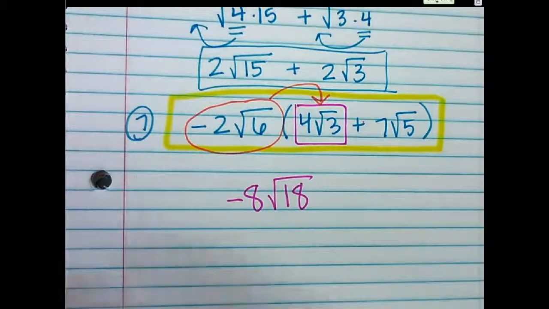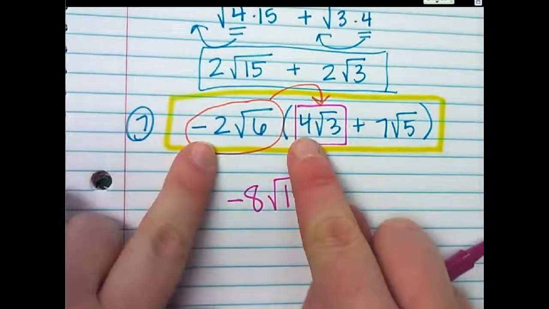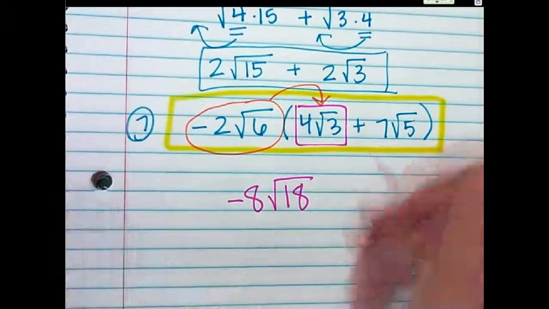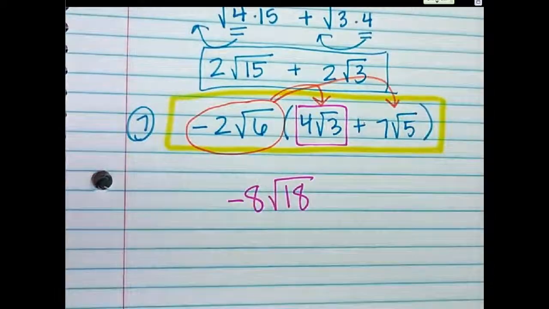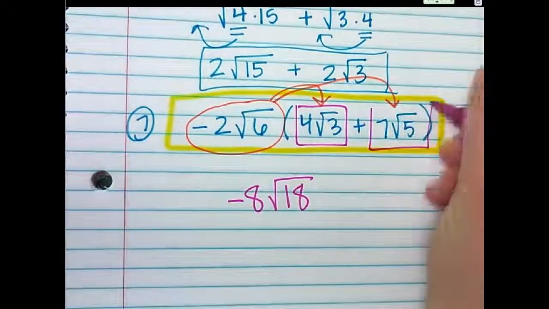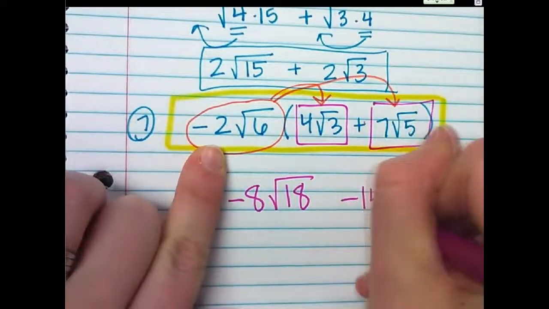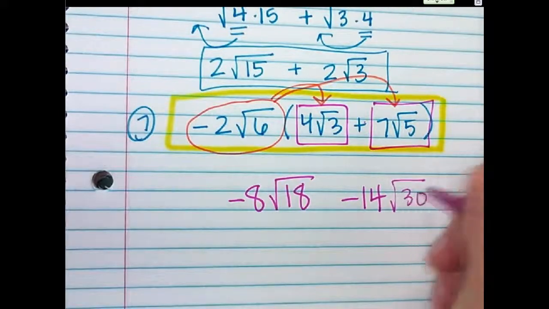So everyone make sure you see that this whole thing is together. Don't try to do the negative 2 to both parts, just the whole pieces. So I did the coefficients, negative 8, and I did the radicals, 18. Then I go to the second part, and I do the whole thing. So I do the coefficients, negative 14, and I do the radicals, 30.